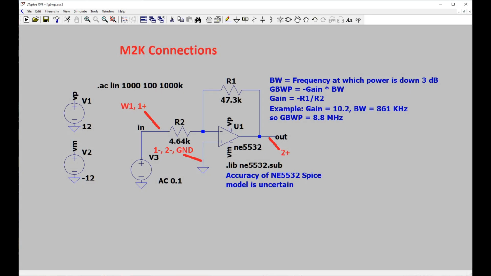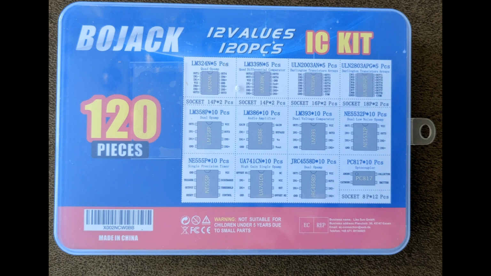The M2K connections are also straightforward. W1 and 1 plus connect to the circuit input, 2 plus connects to the circuit output, and 1 minus, 2 minus, and ground connect to the circuit ground. I have several op-amps to test. Two of them come from this kit that I bought from Amazon. And oddly, given what I'm about to say, I recommend this kit.